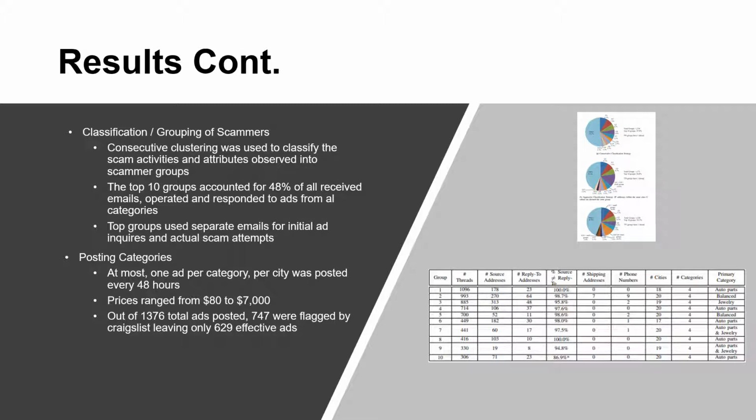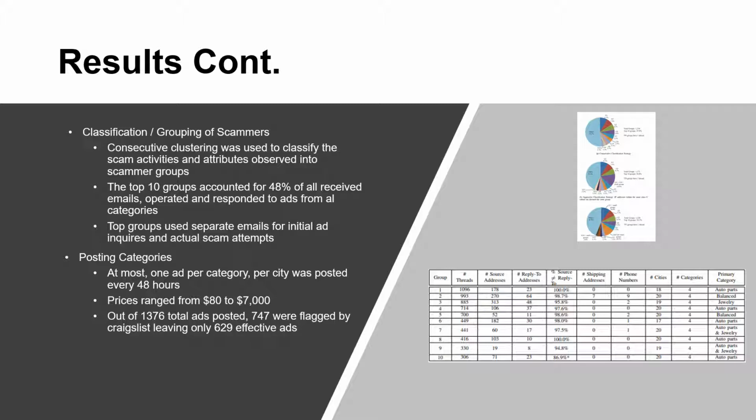Almost all the top 10 groups had an extremely high ratio, ranging from 86.9% to 100%, of threads whose source email address is different from the reply to address. Looking at the chart, we can see group 10 had an 86.9% ratio, which was an anomaly until it was discovered that a single email address was used for both the source and the reply to addresses.